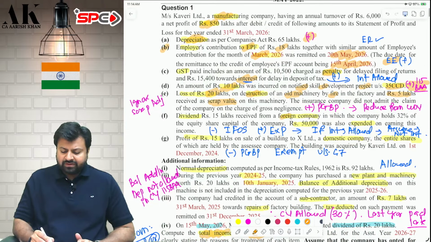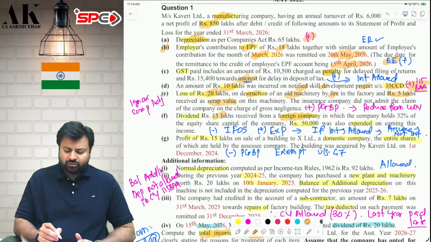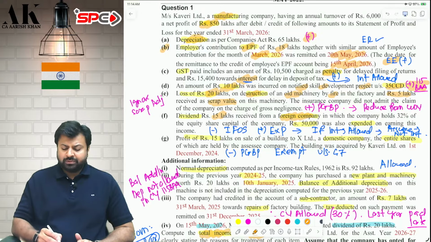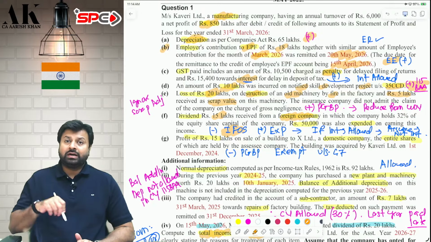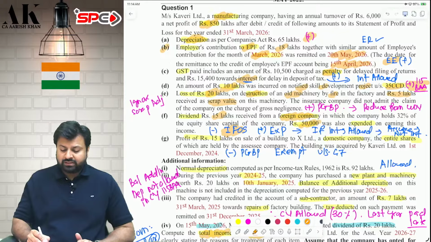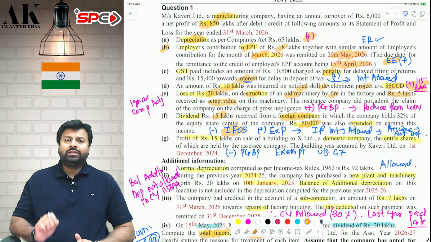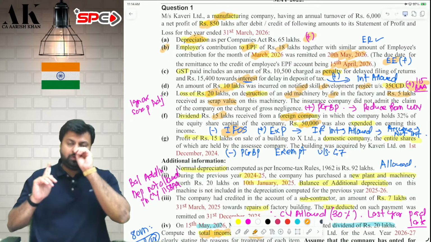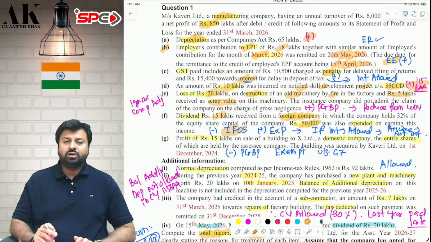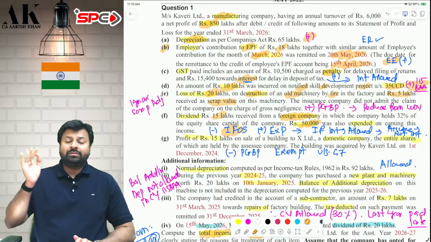Then you are receiving some dividend from a foreign company of 15 lakh rupees. So reduce from here and show under IFOS. Now, to earn this dividend, you have incurred an expense of 50,000 rupees. Now, we all know that from dividend, you can get deduction of only one expense, that is interest expense. No other deduction is allowed from dividend income. That too up to 20% of the gross dividend.